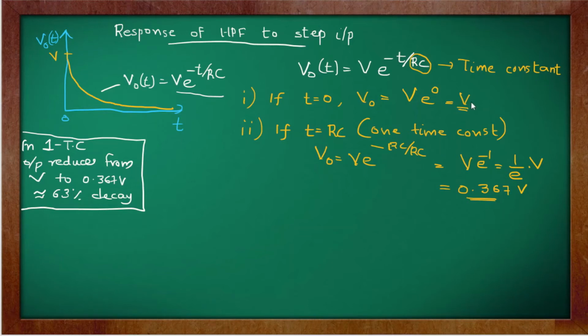So initially it was V. Now after one time constant, it reduces to 0.37 V. So that is approximately 63% decay.